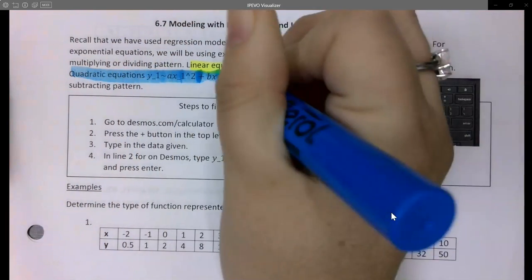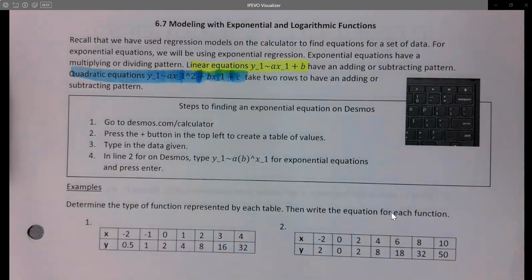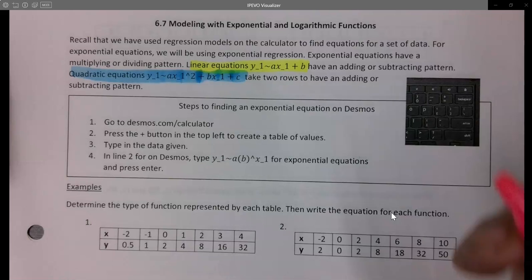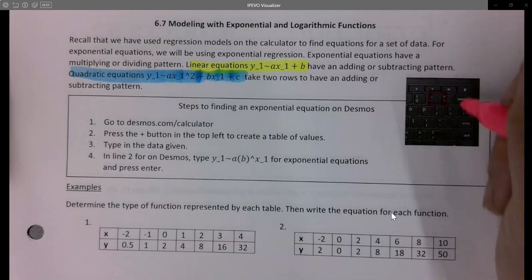We had this formula we would type in: y sub 1, squiggly line, a x sub 1 squared plus b x sub 1 plus c. So today, we're going to do it again with exponential equations. I have the steps over here, and I have this key highlighted.